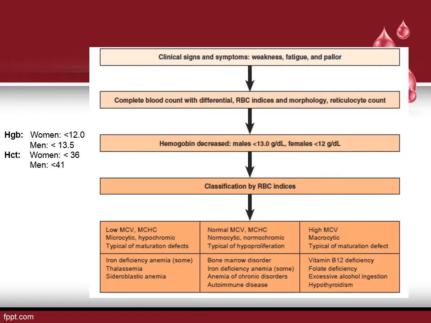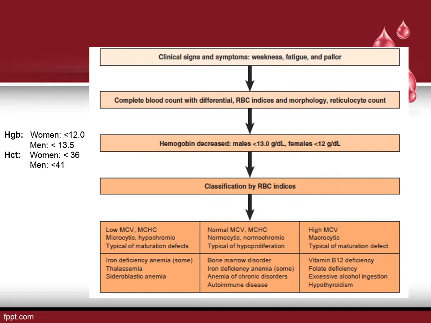Normocytic, the MCV is 80 to 100. The anemias are acute blood loss anemia, chronic disease, and leukoerythroblastic anemia. The next will be macrocytic, where the MCV is greater than 100. The anemias are vitamin B12 deficiency, folate deficiency, alcoholism, and hypothyroidism, including liver disease.